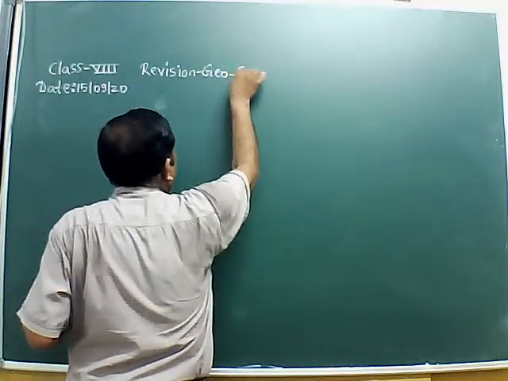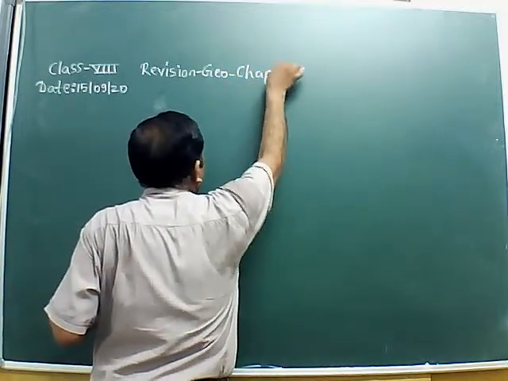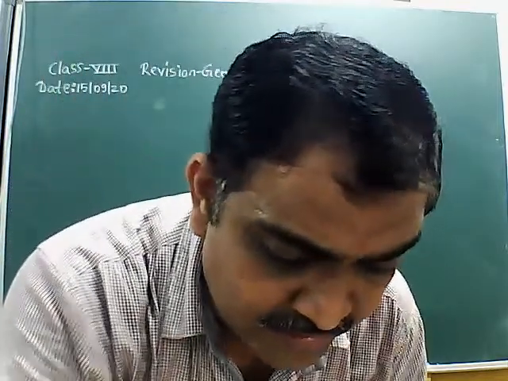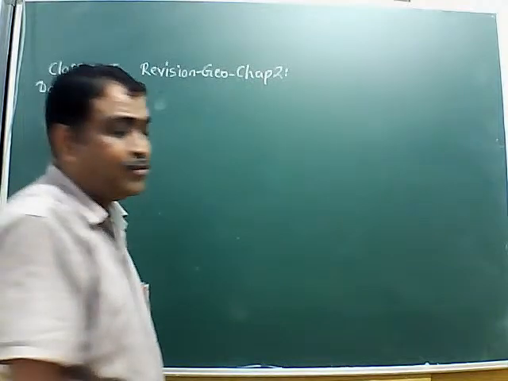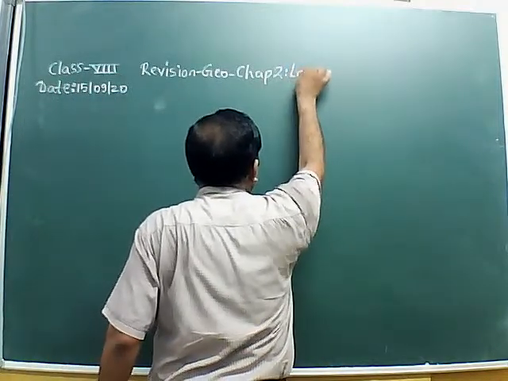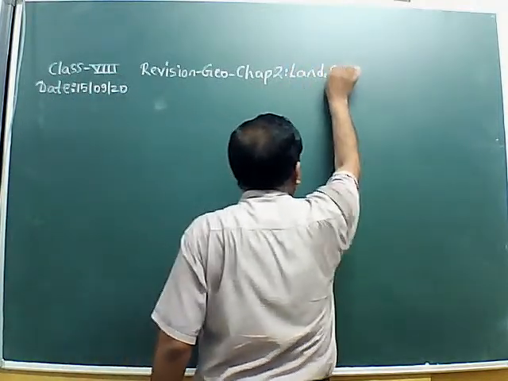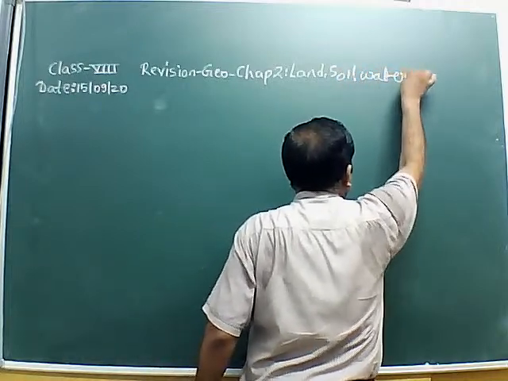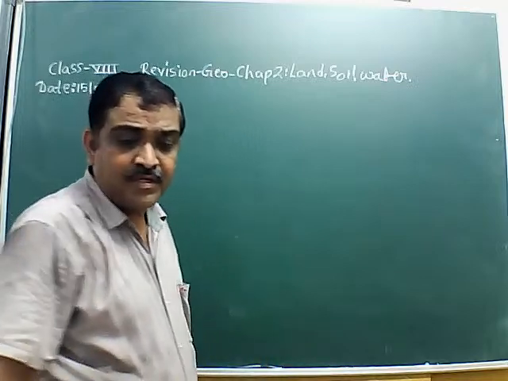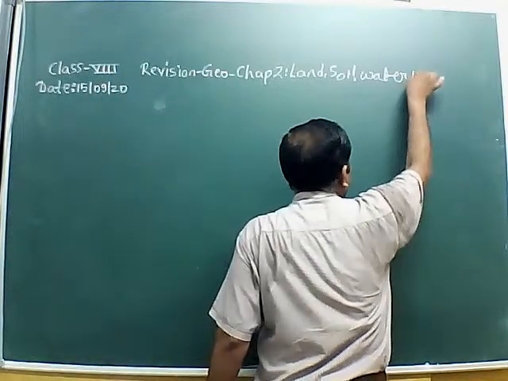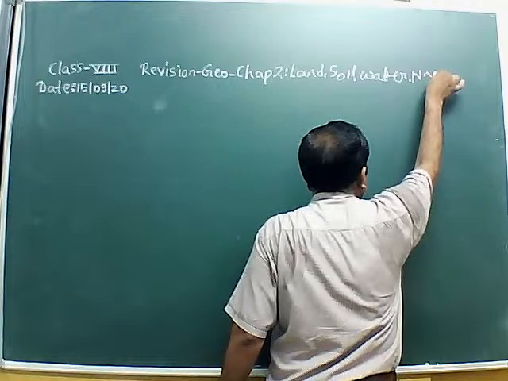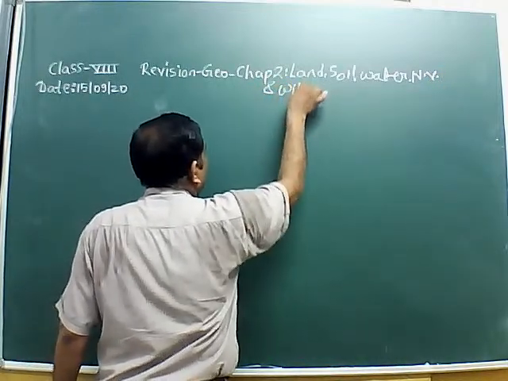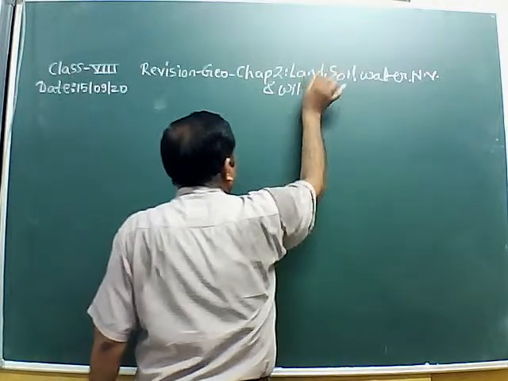So I thought that we should complete that one. So now, geography chapter 2. Okay, now the name of the chapter is quite long as given in the textbook. It is about the land, about the soil, it is about the water, it is about natural vegetation and wildlife resources.